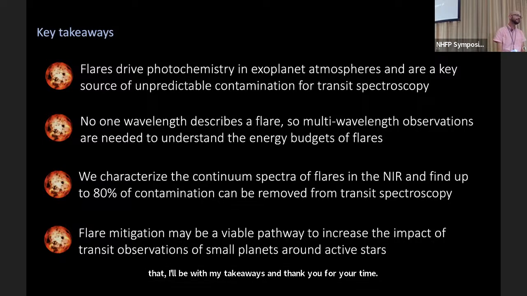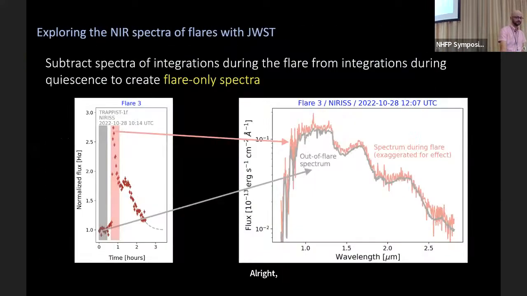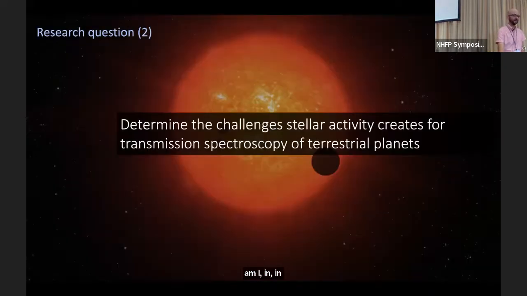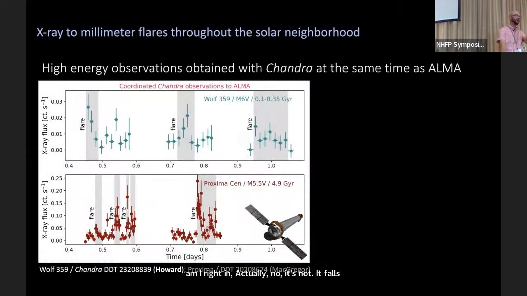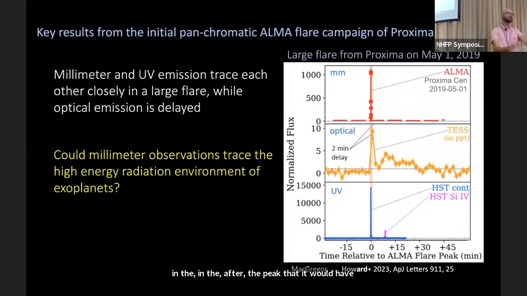Hi, I have a question about your flare related concept. Am I correct in inferring that your 2-minute delay is seen only as a result of TESS photometry? Well, actually, no, it's not. It falls fully in the epoch after the peak that it would have occurred in from the HST data. So if I was able to zoom this data in and show the x-axis error bars, it falls fully outside of the integration that would contain the millimeter and UV emission. So it's a real delay.